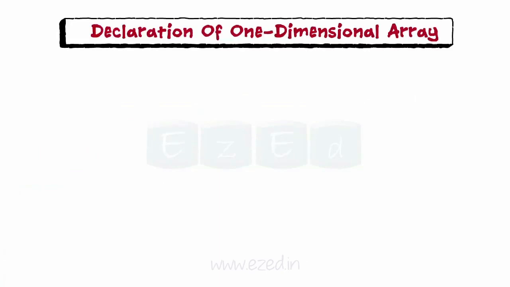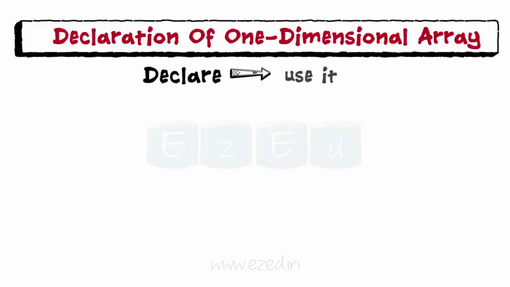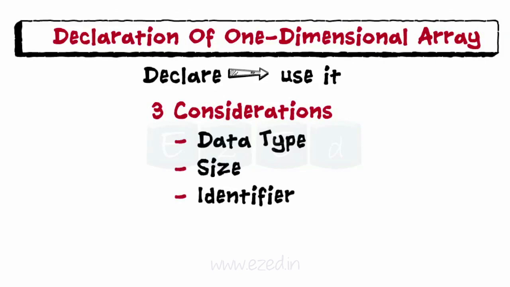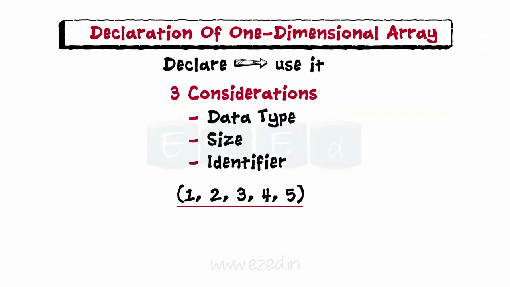Moving on to the declaration of a one-dimensional array. We need to declare the array in order to use it in a program. 3 things should be considered while declaring: the type of data it can hold, the number of values it can hold, and a name. Suppose we want to represent 5 numbers in an array. Here, data type is int, number of values is 5. Name is any name which can be given to the array, say num. So it is declared as int num[5].